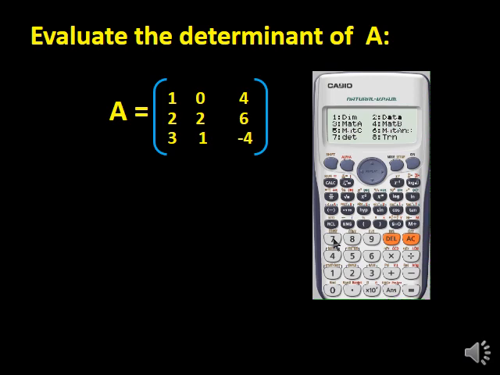Now, since our goal is only to determine the determinant, we select the determinant function. And then the argument of this function is matrix A. So again, we access matrix A by going back to the menu of matrix. We select number 3, and then we close the function. Press equal, we get the determinant of A.